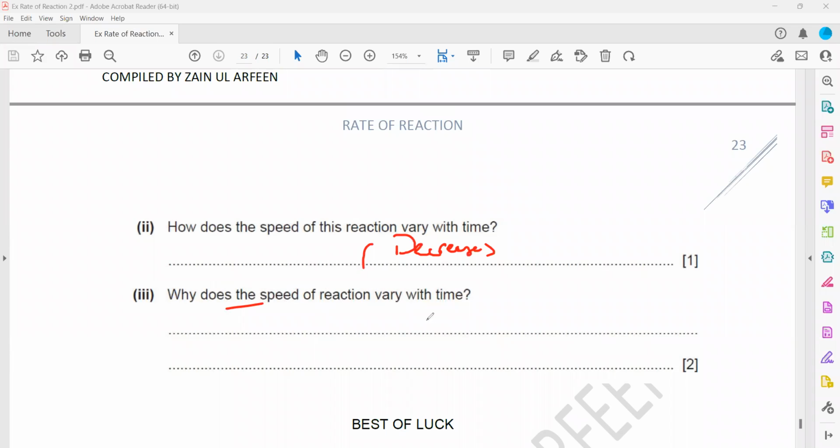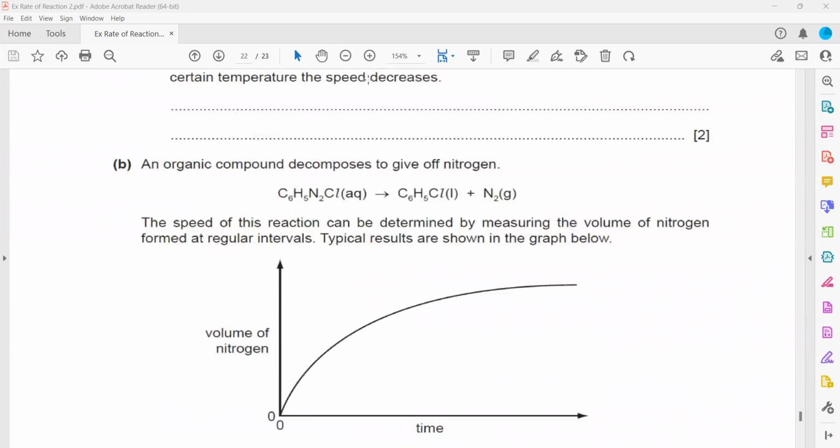And why does the speed of a reaction vary with time? As the concentration decreases, there are fewer particles, fewer collisions. In the beginning of the experiment, for example, you will have more particles of the reactant. But the number of particles decreases, so there are fewer collisions, and eventually the reaction stops.